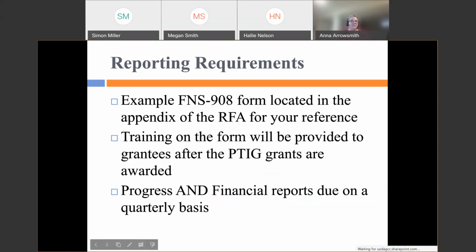And then in addition to the progress reports, financial reports are also due quarterly and will be submitted electronically through an FNS portal. And we will also provide training to all grantees upon award for that process as well. And now I will turn it back over to Simon.